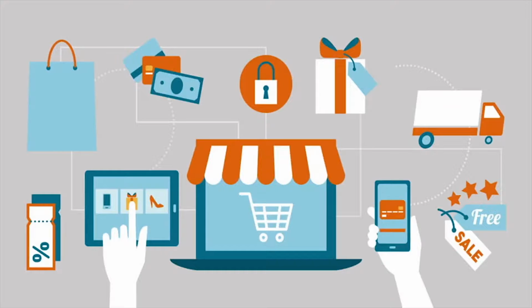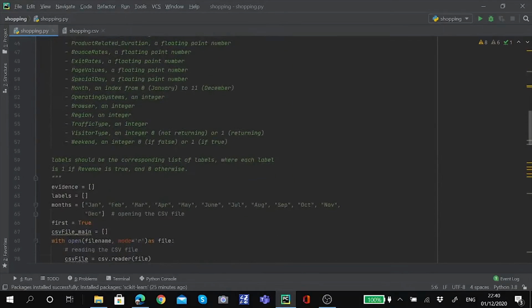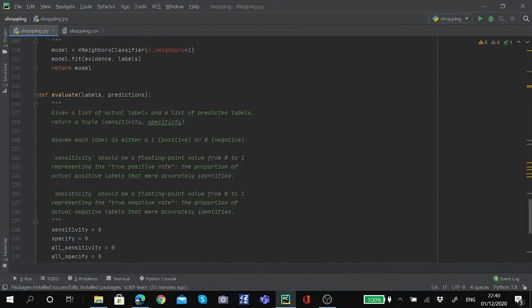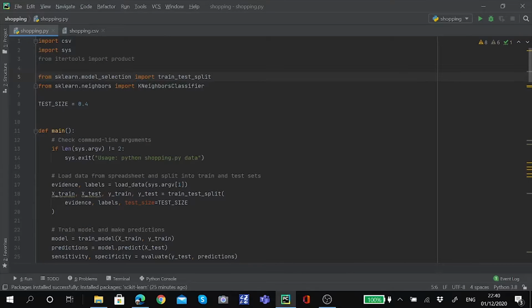But what our program does is that it guesses whether someone bought something online and then checks whether it got it right at guessing whether they did or did not buy something online. I will now move on to my code. So here's shopping.py where I've written all of my code and have implemented all of my functions.